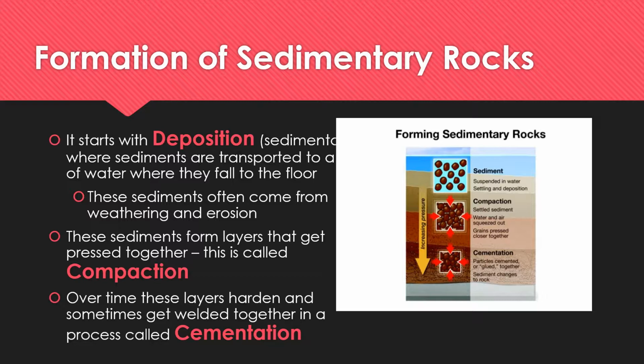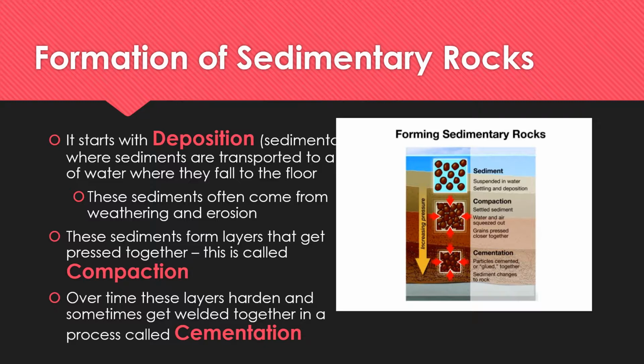So how do they form? There's three key terms that we are going to really focus on: deposition, compaction, and cementation. It all starts with deposition. This is where sediments are transported to a body of water. Once they get inside this water, they tend to sink down to the floor of either the ocean or the pond or the lake. These sediments often come because the rocks on the earth are being weathered away by weathering and erosion. So all of the materials that have weathered or eroded away get taken down into a body of water where they fall to the bottom.